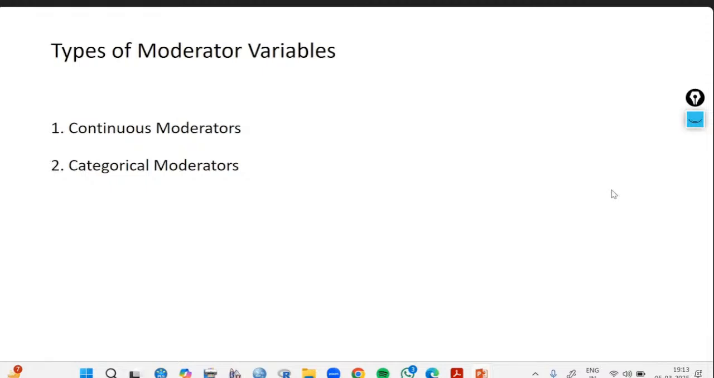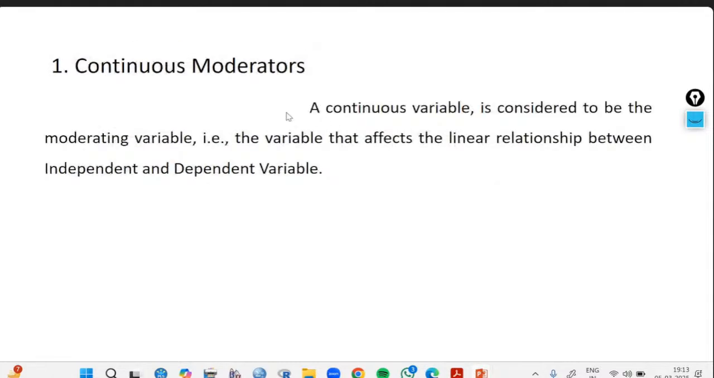Then there are two types of moderating variable. One is continuous moderator and another is categorical moderator. Categorical means two categories, male, female, rural, urban. And continuous means जो रेशियो स्केल के क्वेश्चंस होते हैं वो continuous scale होगा. A continuous variable is considered to be the moderating variable, that is the variable that affects the relationship between independent and dependent variable.